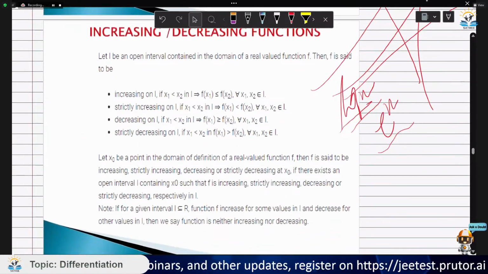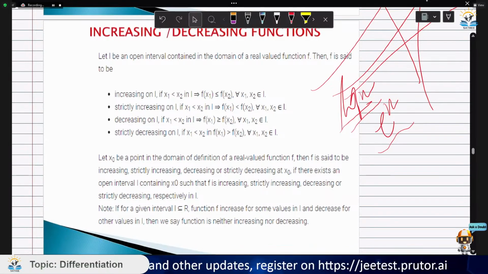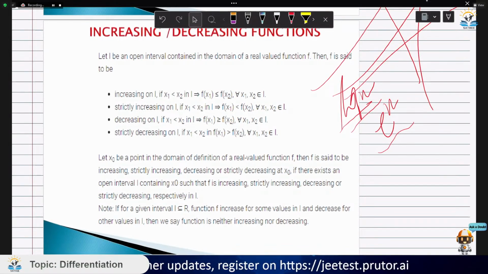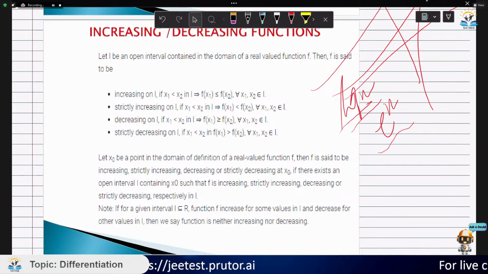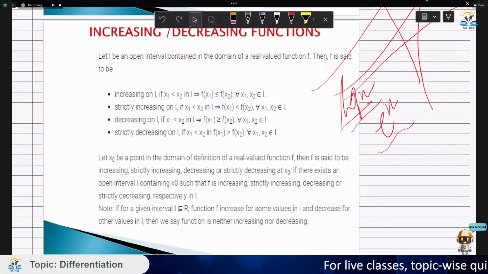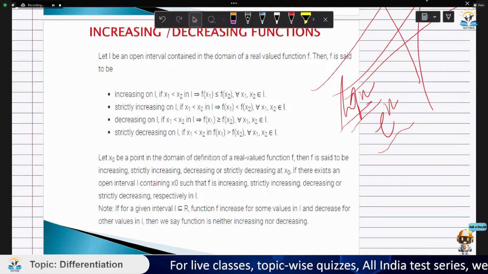Now, what do we mean by decreasing? Decreasing means exactly the opposite of it. That if x is increasing in an interval, the function has to reduce. We'll reduce this to the strictly decreasing as well. That if x1 is less than x2, and if f of x1 has to be always greater than f of x2, then the function is strictly decreasing.